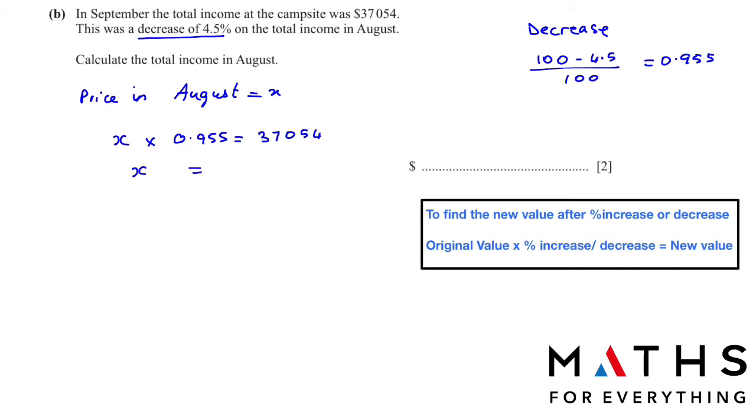Therefore, the price in August is equal to 37,054 divided by 0.955. This will give us $38,800.